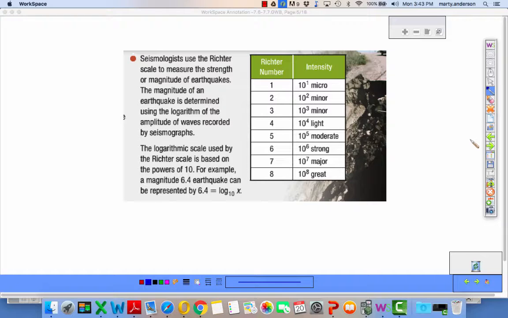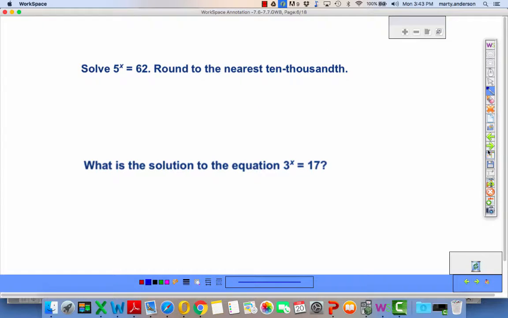Richter scale. Whenever they give you a measurement on a Richter scale, they are talking about the exponent on the 10. The logarithmic scale used by the Richter scale is based on powers of 10. A magnitude of 6.4 means it's 10 to the 6.4. So it's logarithmic form. There are a couple of word problems that will come up with that. This is where the common log is going to be the most useful.